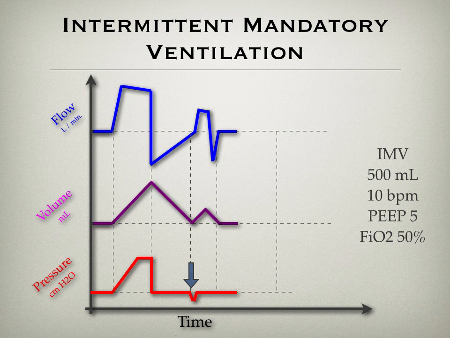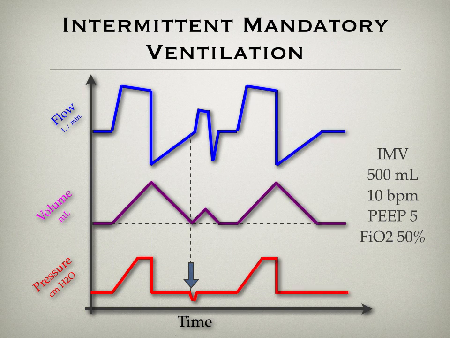Now, a lot of things can happen here, because the machine gives a breath every 6 seconds, the cycle is 6 seconds here. If you are taking a breath and it is time for the machine to give another breath, the machine will deliver that breath on top of the previous one. So you can get some breath stacking in intermittent mandatory ventilation. And at the same time, the characteristic of the breath that is taken without support is totally dependent on the patient effort.